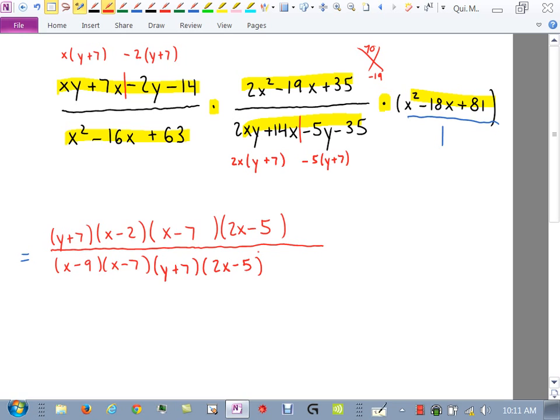I have one more thing to factor, and that's the top right. And that's going to be AC method again. It should turn out to be x minus 9 times x minus 9 again. The 1, you don't even need it, because you could just say all of this times 1. But there's always a 1 next to everything being multiplied.